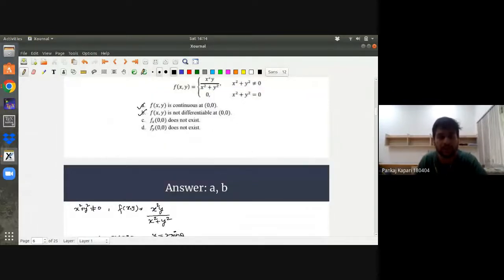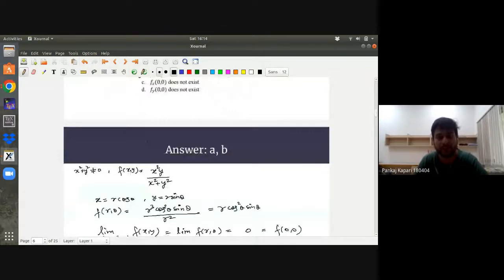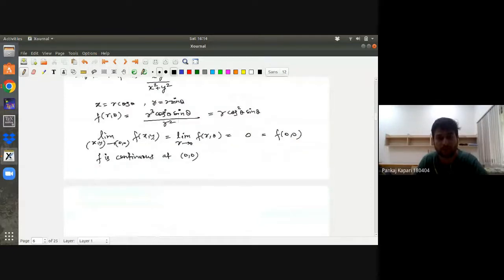For that, we'll first find what are these partial derivatives. Okay, the options C and D are false, so they are not correct. The options C and D say that the partial derivatives at origin do not exist, but that is false. We saw that the partial derivatives at origin exist, and we will find their values also.